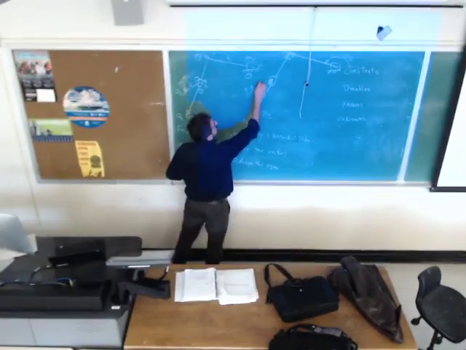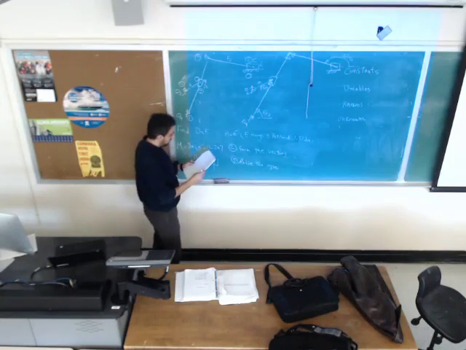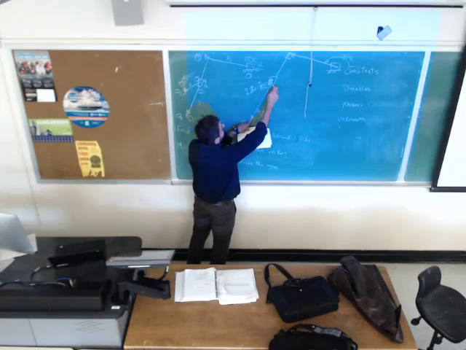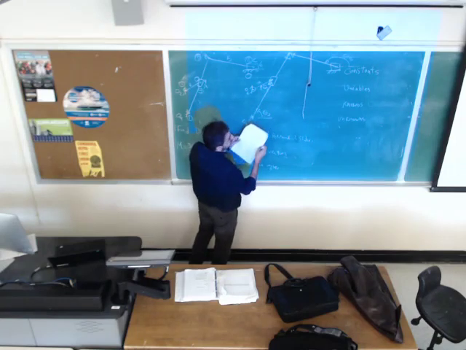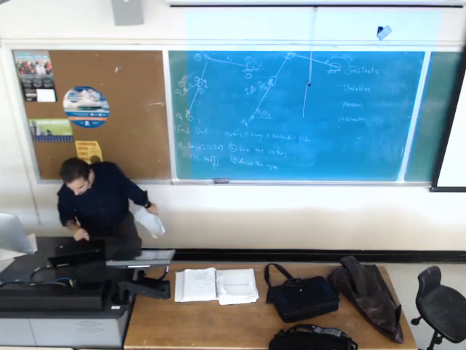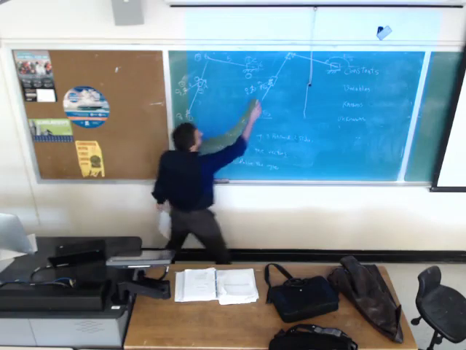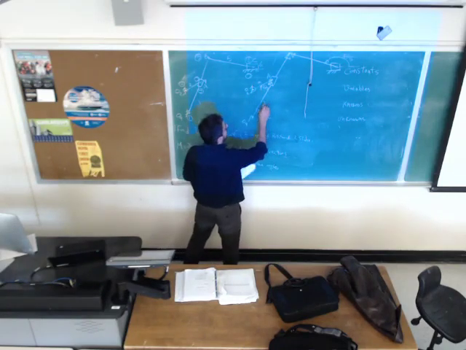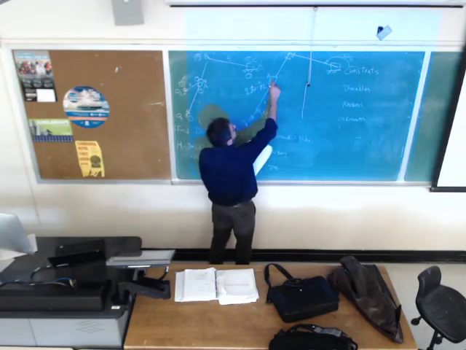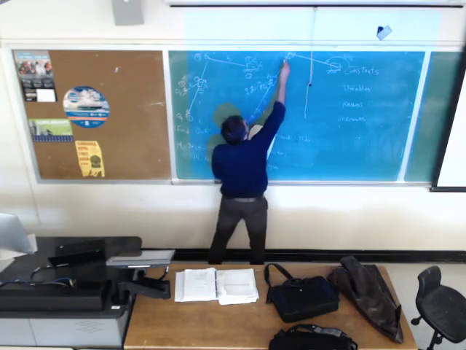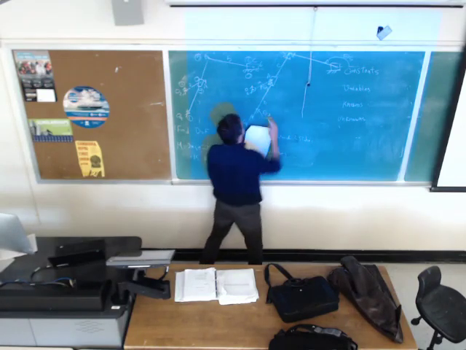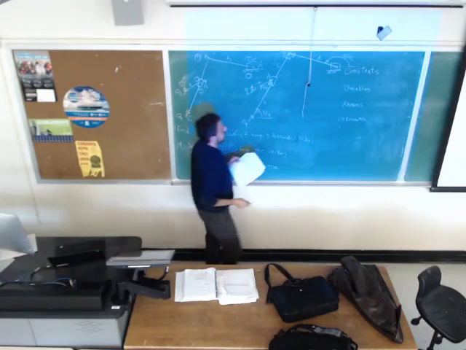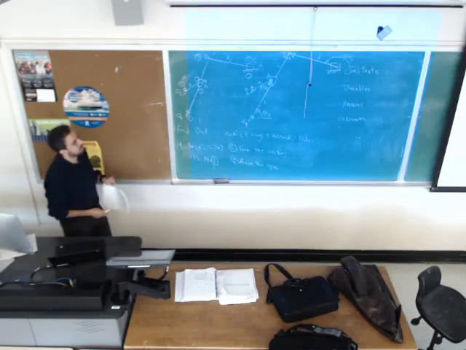If I call this length A, from here to here. This is point A. From point O4 to A, I will label as B. From point A to point B, I label as C. I label this as D.